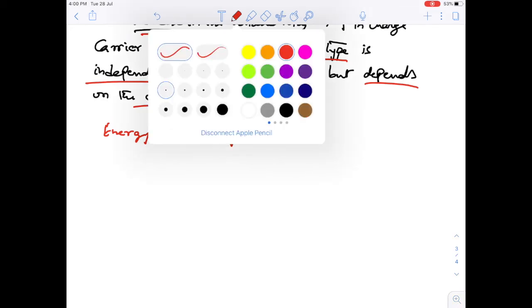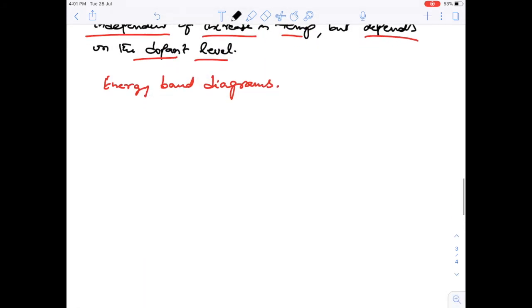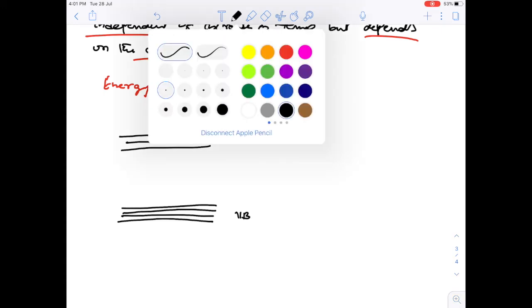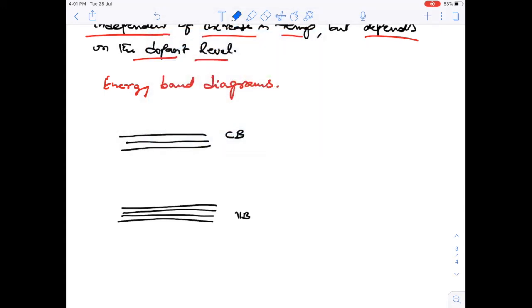Now let us consider N type. In N type, let's say in intrinsic case, what do we have? Same diagrams we can draw. So this is your valence band and this is your conduction band. And now what you will have? You will have an energy level which is close to the conduction band. I will call this ED. This one is EC, this one EV. EV, EC, we know that. So ED is the donor energy level.